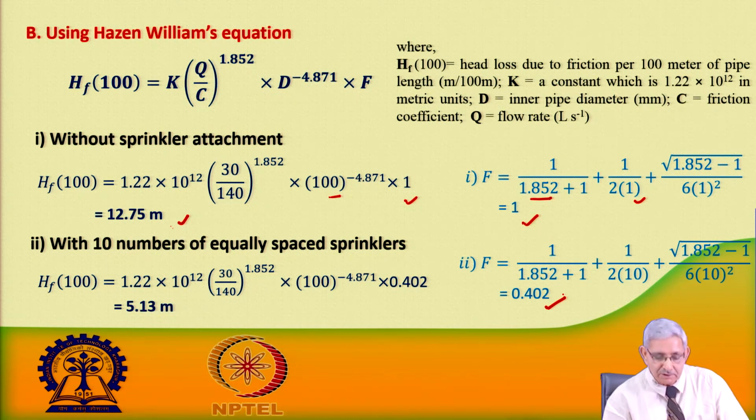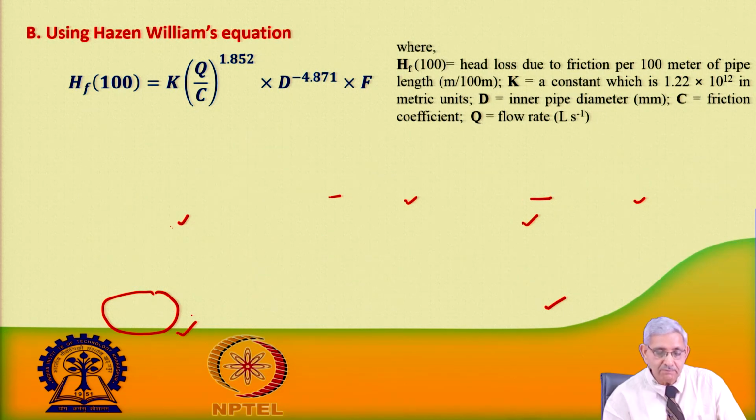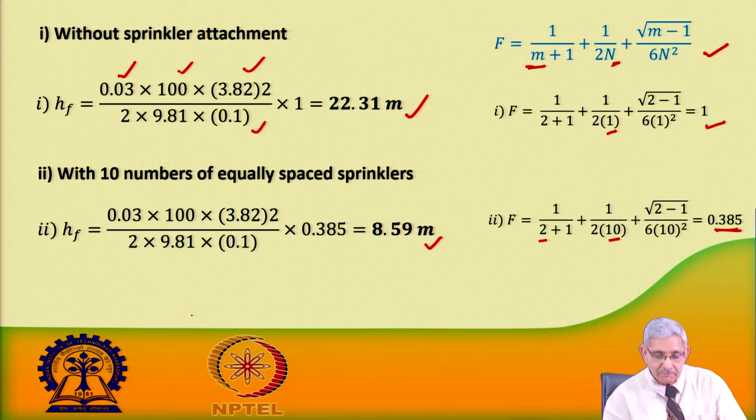So, in this case also we find the head loss due to friction from this 100 meter pipeline with 10 equally spaced sprinklers. It is 5.13 meter, whereas in the case of the Darcy-Weisbach equation we got 8.59. So, the Darcy-Weisbach equation is overestimating.